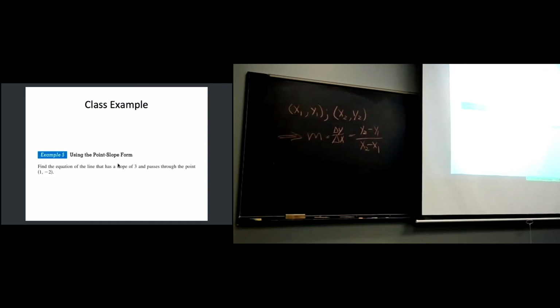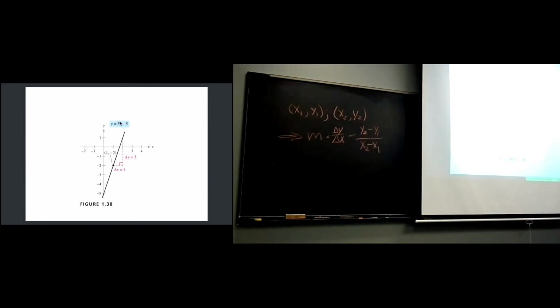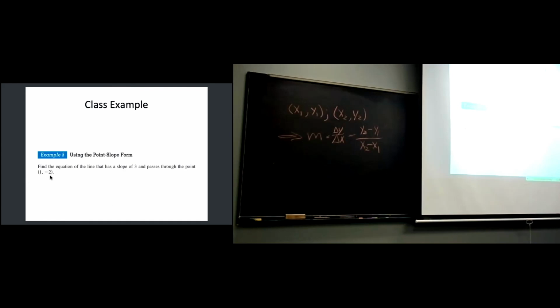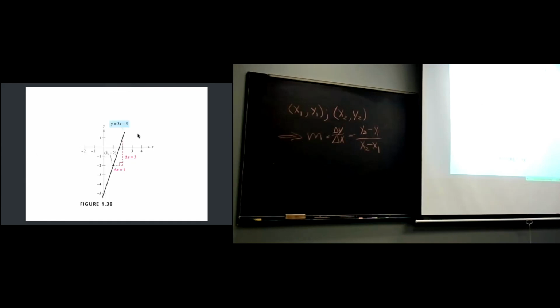So if I told you that a line had a slope of 3 and passed through a particular point, well, we already know the slope now. And we know it has to go through this point. So we can just plug all of this in and not have to worry about it. Whereas if I just told you two different points, we'd have to go through that process. So we know it has a slope of 3, and it has to go through the point 1, -2.